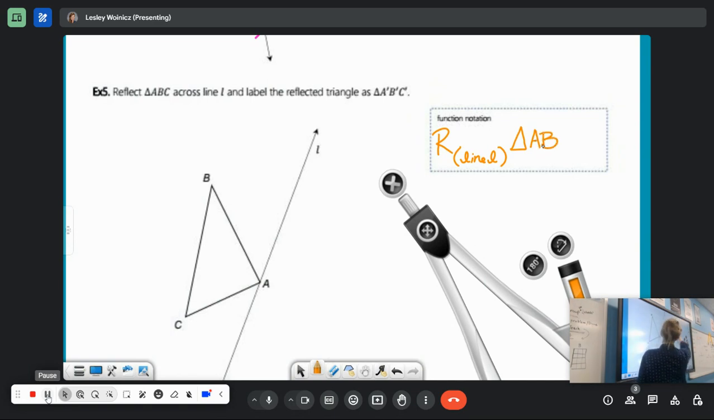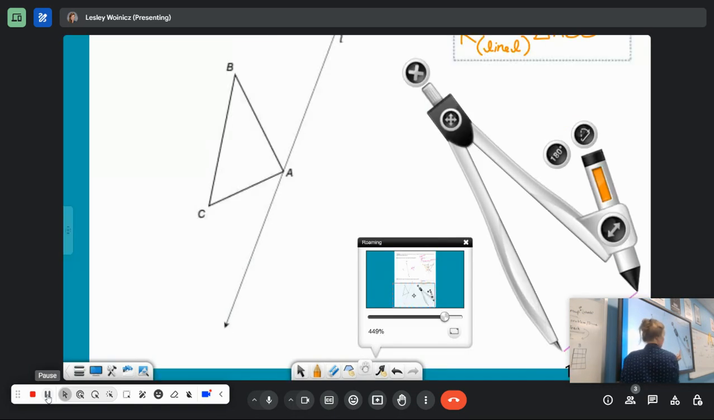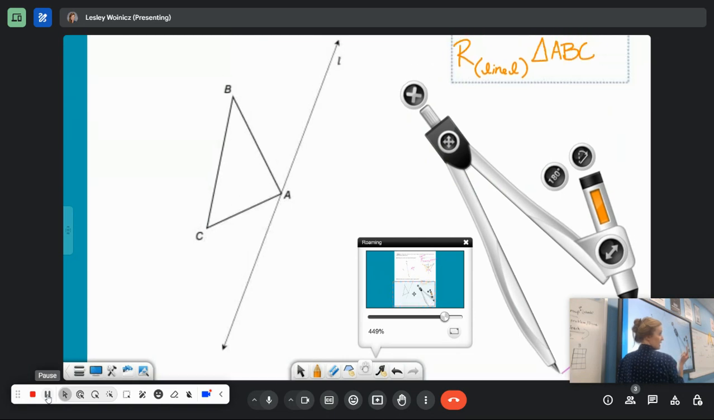Okay? So our two segments that are going to connect our pre-image points with our image points are going to be parallel because they are both perpendicular to our axis of symmetry. Our axis of symmetry is going to be our, obviously, perpendicular bisector for those segments. Are we all clear? Clear as mud.